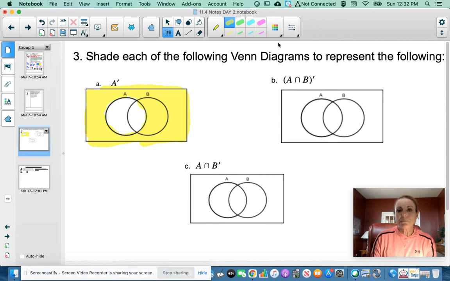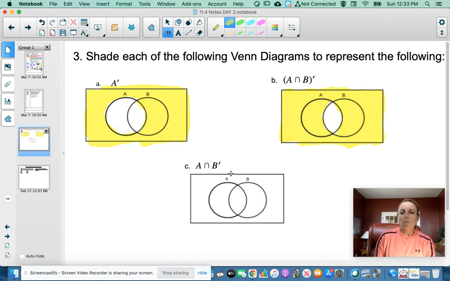Let's go over to this one. We are talking about A intersect B and the complement of that. What if I just did A intersect B? Well, obviously A intersect B is that. So the complement then is going to be everything that's not in there, which is going to be everything out there. There we go.